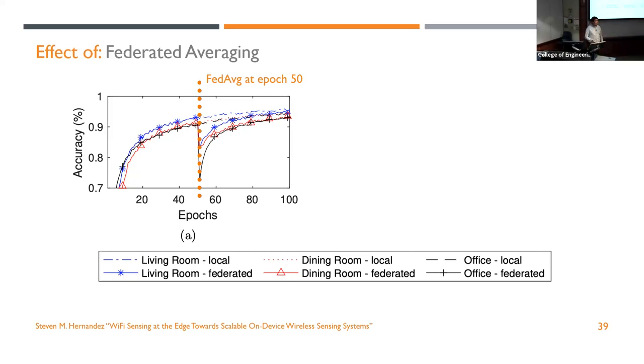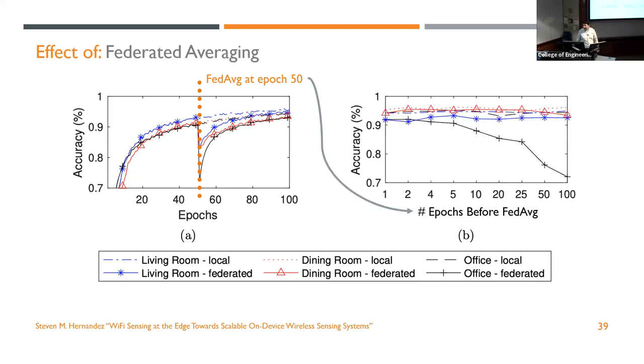So instead, maybe we want to train for a shorter amount of time so that all of the devices can then work together and understand the gradient of the other devices. What direction is that going? And when we change this number of epochs from 50 to different values here on the x-axis, we find that if we were to perform federated averaging after one epoch of training, we get the best accuracy.